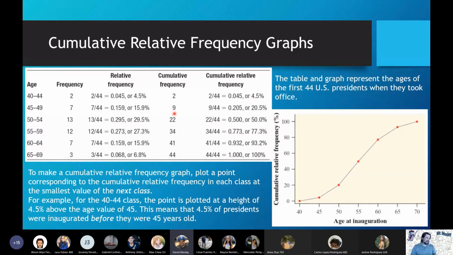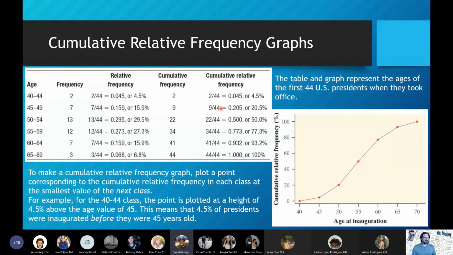And then we go to 9 divided by 44, 20.5, which we could also get by taking this relative frequency, 4.5, and adding it to the 15.9. It'll get us close, but if you notice, it's not exact, right? There will be some rounding error depending on how you do it. The most accurate is simply doing the division. If you're in a rush and you need an estimate, you can use the relative frequencies and add them up as you go along. But again, you may end up with some rounding error. So you just got to be watchful for that.